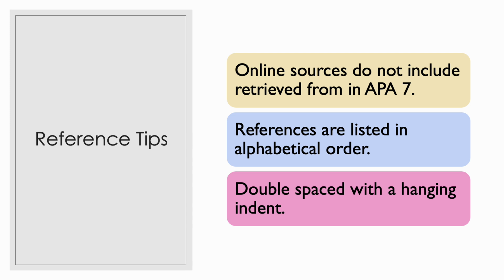We will now cover reference list tips that are important to know and remember. To reiterate, online sources no longer include the words retrieved from in the new APA 7th edition. References are listed in alphabetical order by the author's last name. The entire reference list is to be double-spaced with a hanging indent.